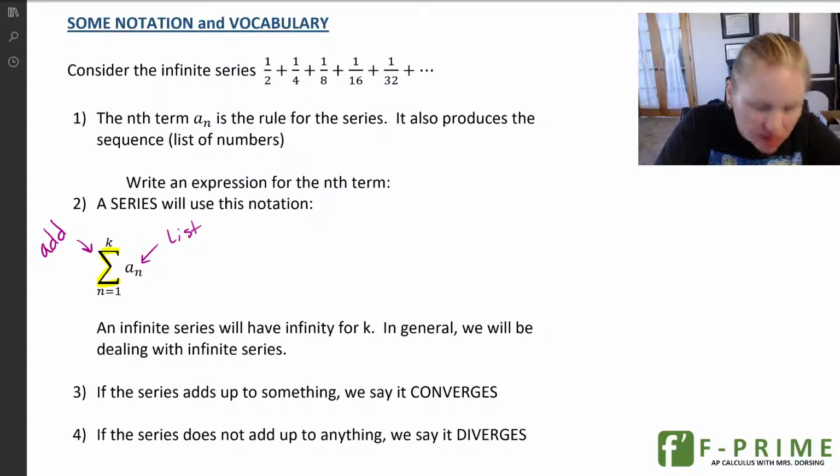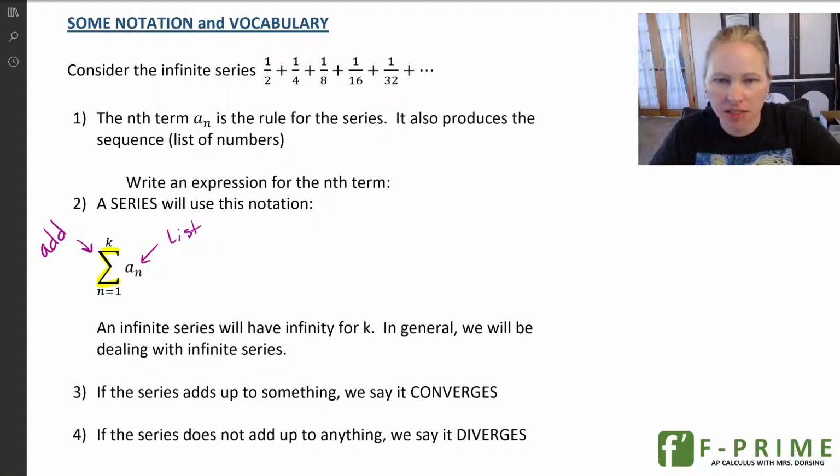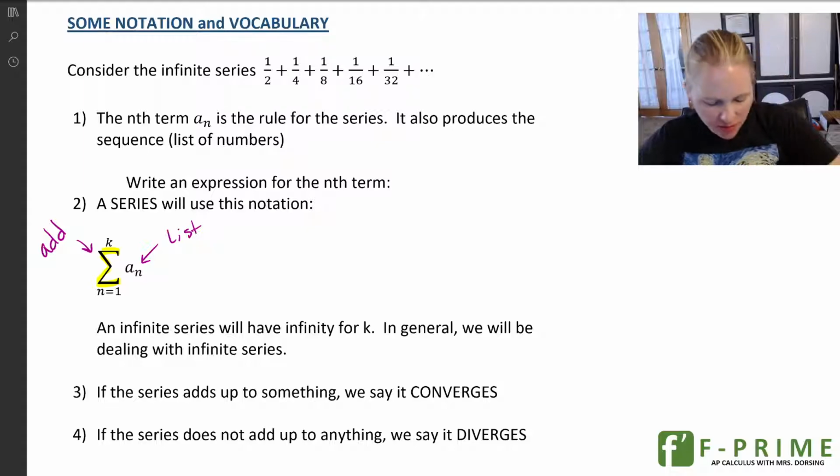So we have a sequence that we're now adding up, and now we're calling it a series. So an infinite series will have infinity for k up there at the top. In general, that's what we're going to be dealing with here. Now, the partial sums are what we were doing with Desmos. And so sometimes on your assignment, it asks you to start by finding the partial sums. And that just means start by adding on a consecutive term. And if you want to use Desmos to see that, that's a great way to get into it.